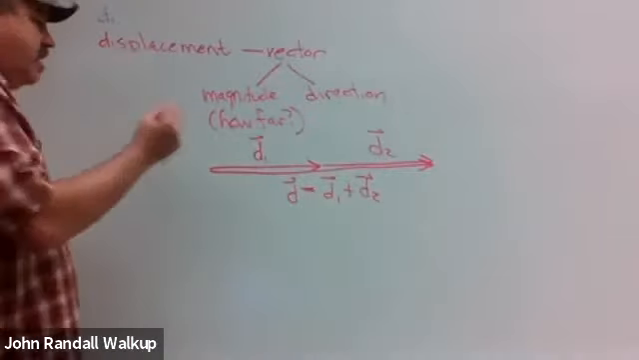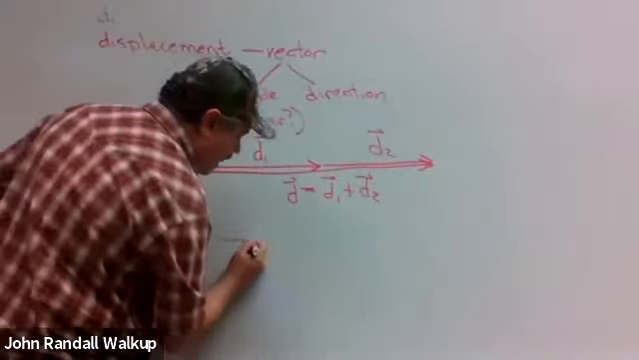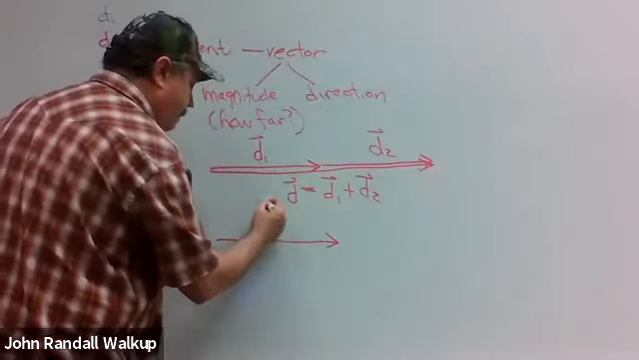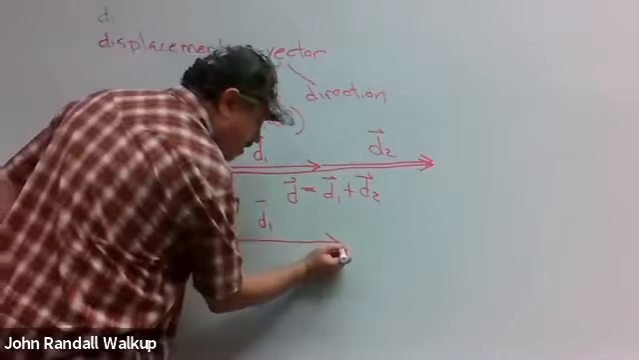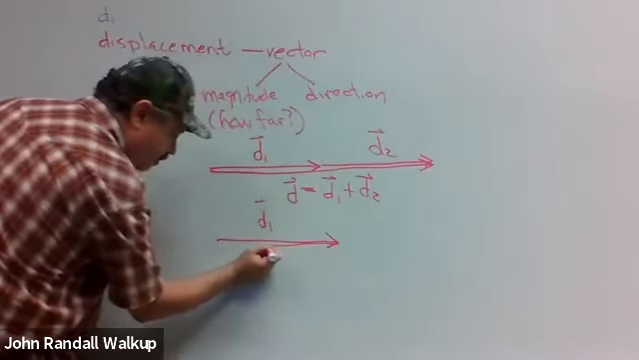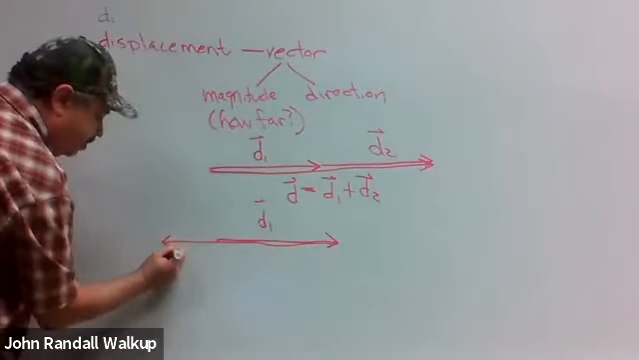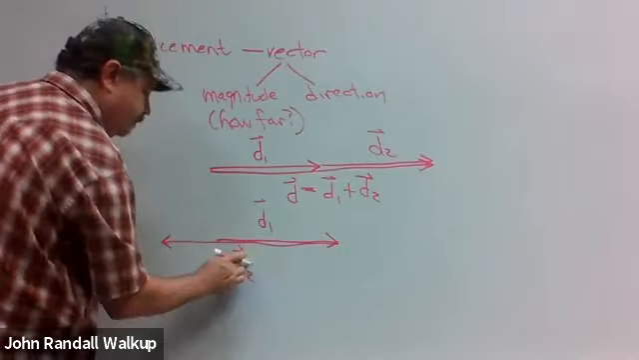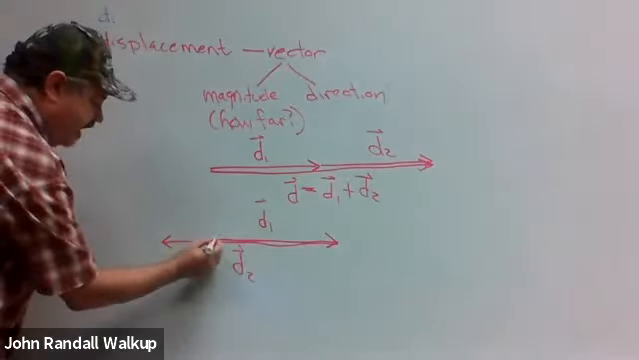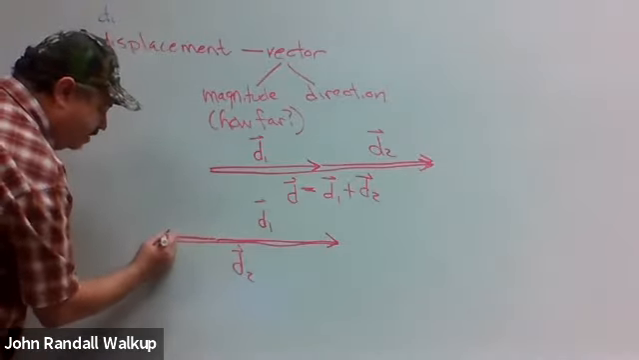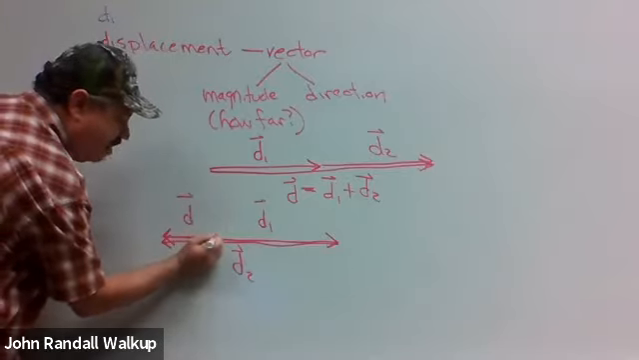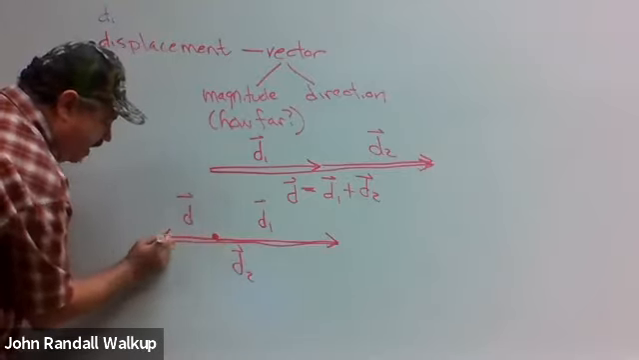We then had another case where we had first a displacement, D1. And then the next displacement was the person walking in the opposite direction. This would be D2. And in this case here, the net displacement D, again, points from the start of the path to the end.